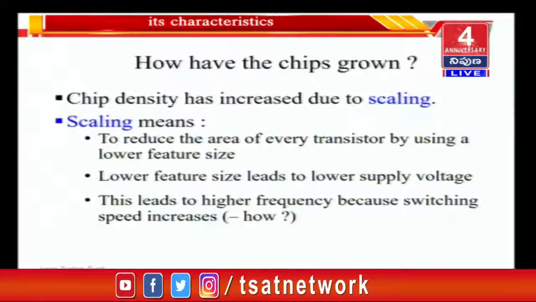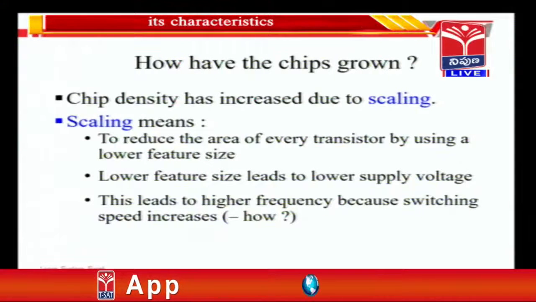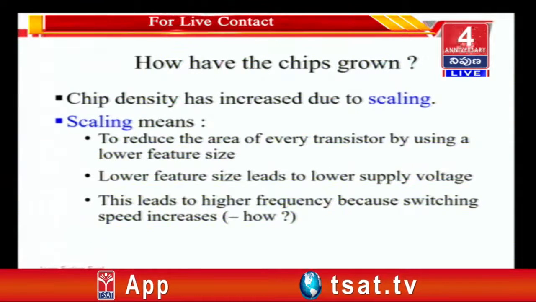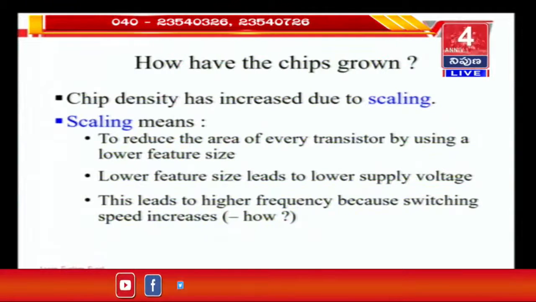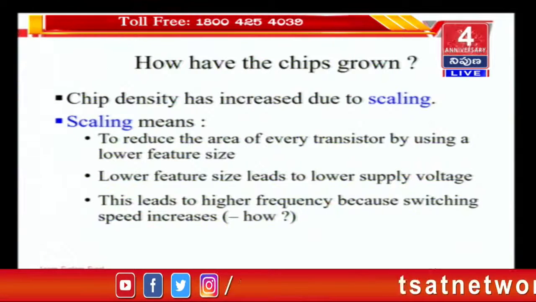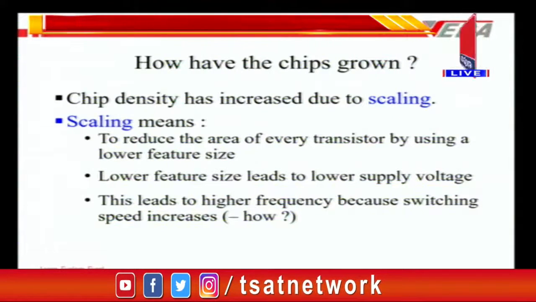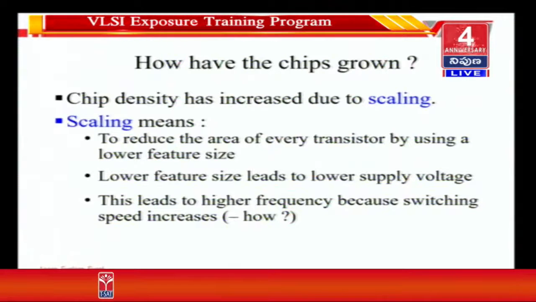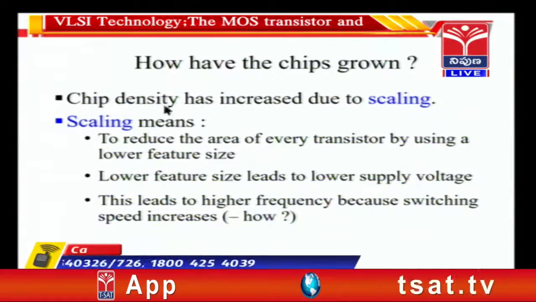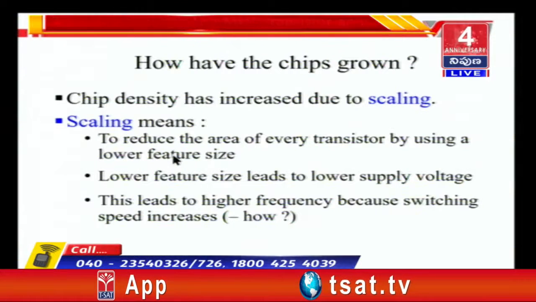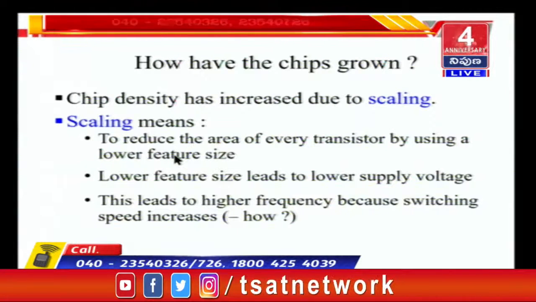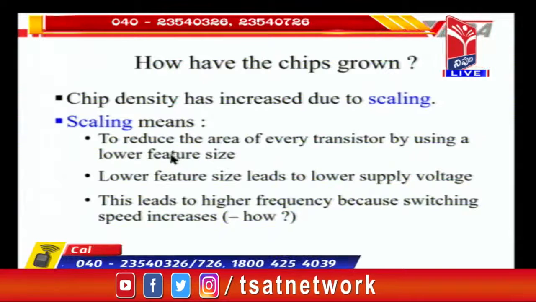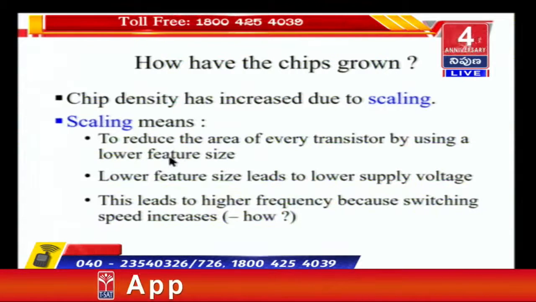Let's move on. The chip density has increased primarily due to scaling. Now, scaling is a term which is used in different ways, but one of the simplest ways of defining what scaling is to reduce the area of every transistor by using a lower feature size. Feature size means the length between the drain and the source gets reduced, the area of the gate is reduced, the thickness of the oxide also gets reduced. All these things reduce the area of the transistor.